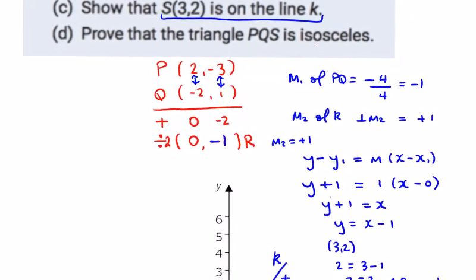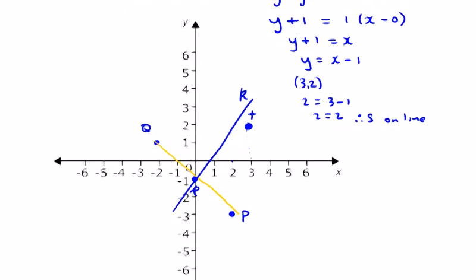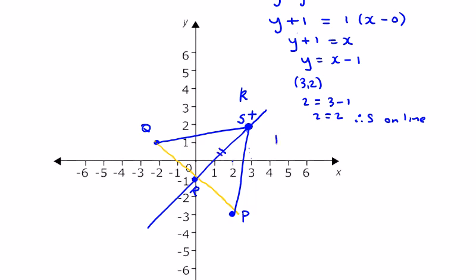Then prove that PQS is isosceles. So we'll just redo the line to get (3, 2) on it. And then this is the point S. And PQS isosceles. So we need to show that they have two sides the same. So they have a common side here. RS is equal to RS. Let's compare the two triangles. That's a common side.